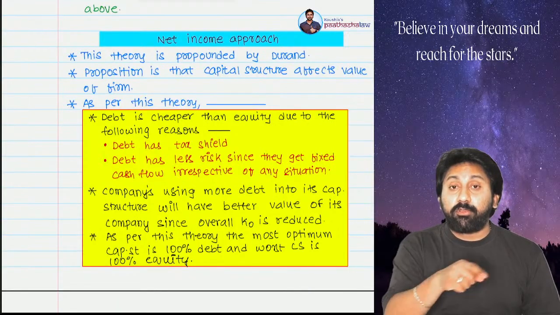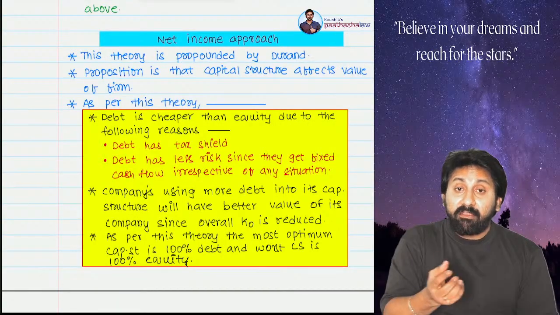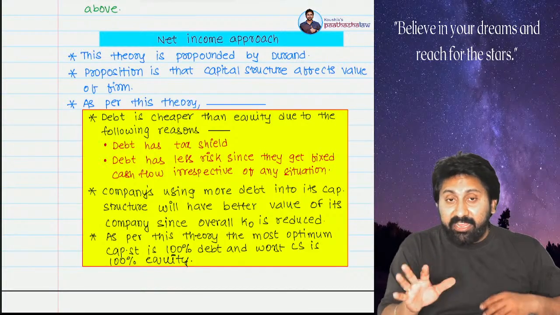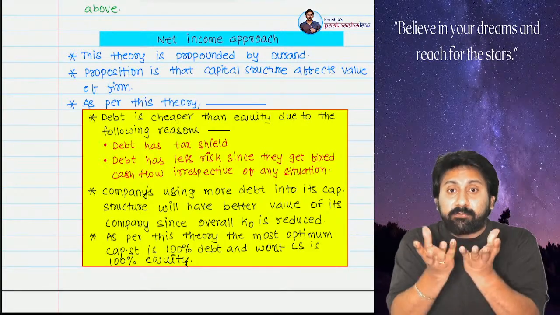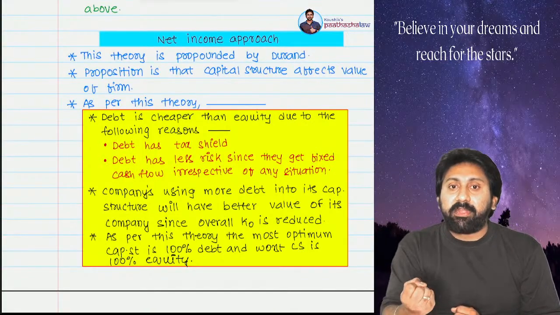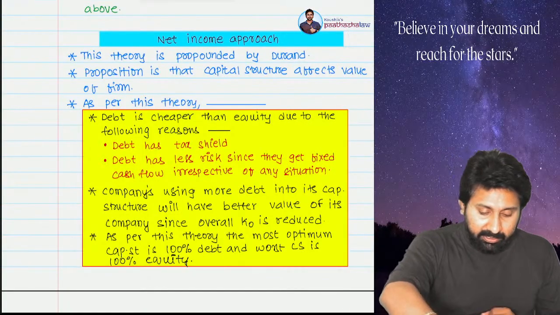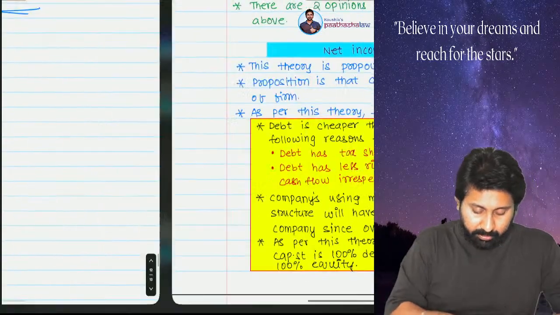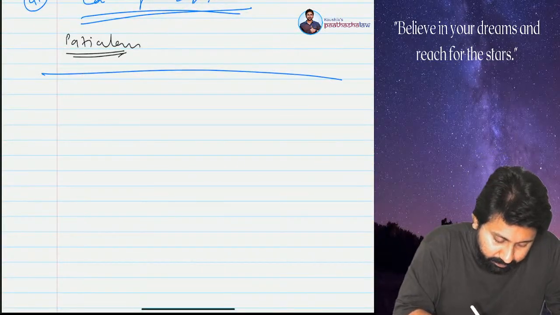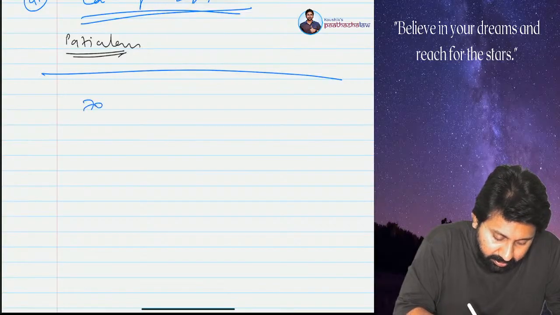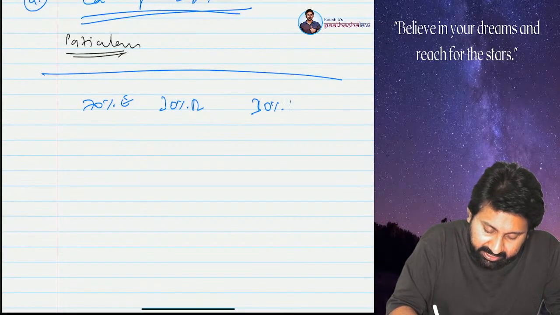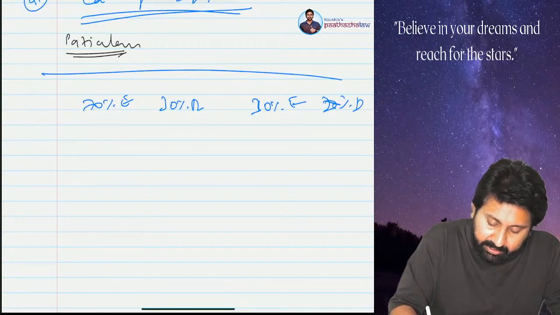When will KO reduce? When the debt component is more. Automatically the equity component will be lesser. See, two options I will tell you. 70% equity, 30% debt. 30% equity, 70% debt.